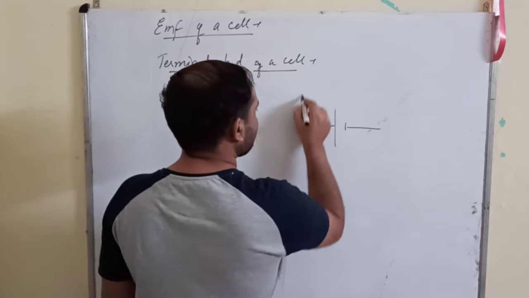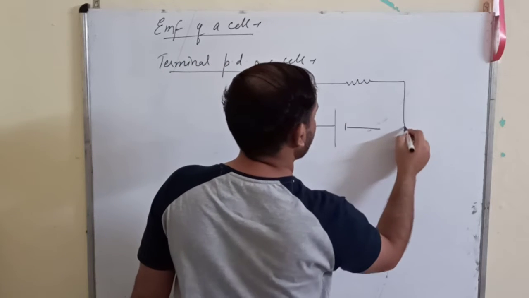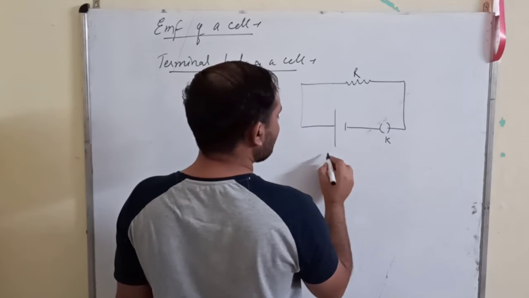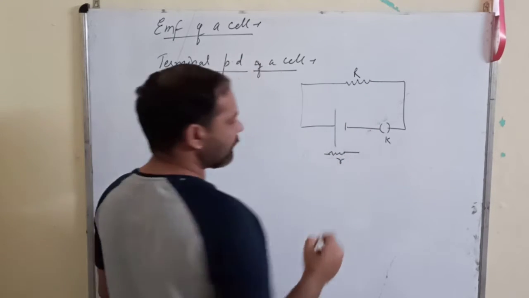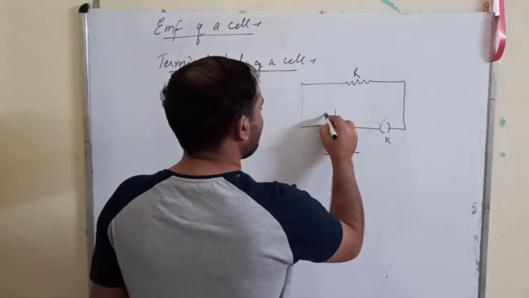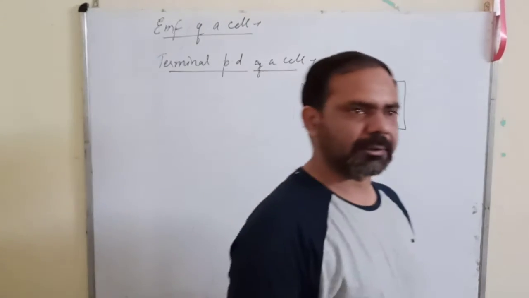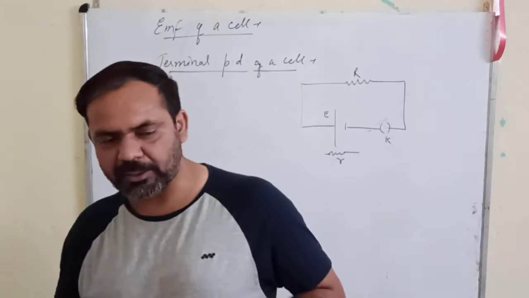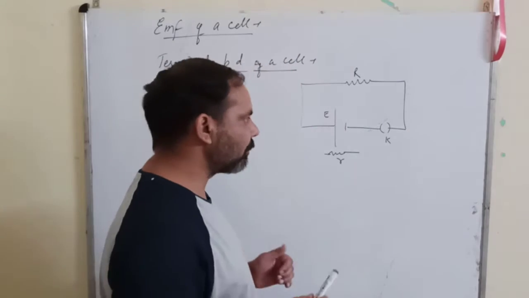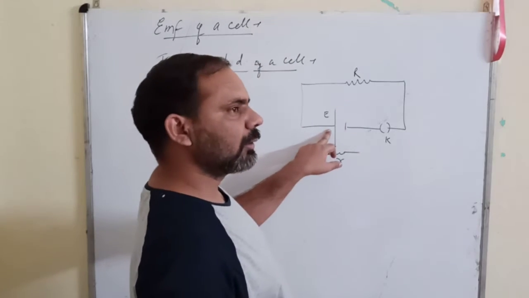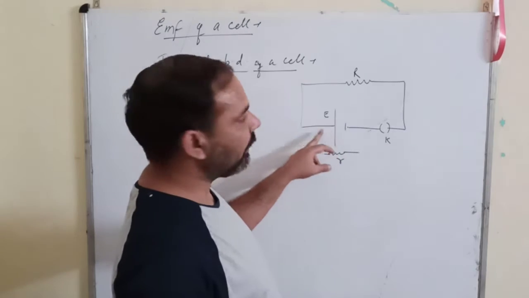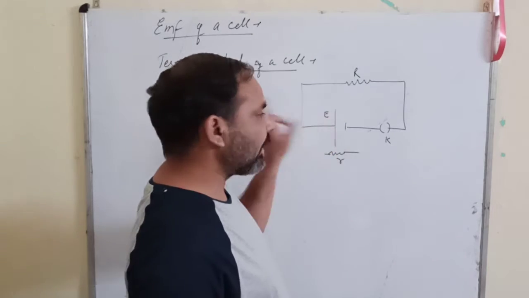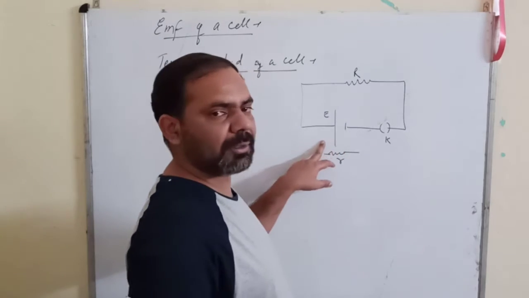Suppose we have a circuit. This is a key, this is the external resistance, and this is the internal resistance of the cell. E is the EMF of the cell. Now every cell has some internal resistance. Internal resistance means how the charge moves in a circuit. The charge comes out from the positive terminal, moves through the circuit and comes to the negative terminal, and inside the cell it moves from the negative terminal towards the positive terminal.